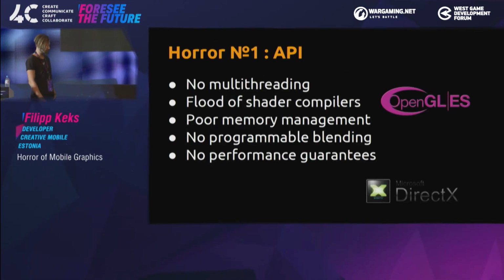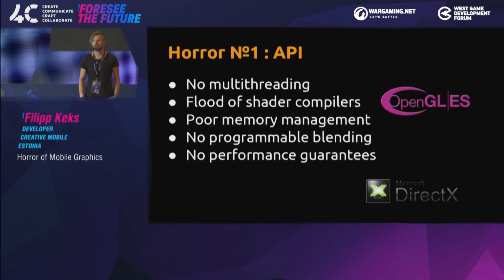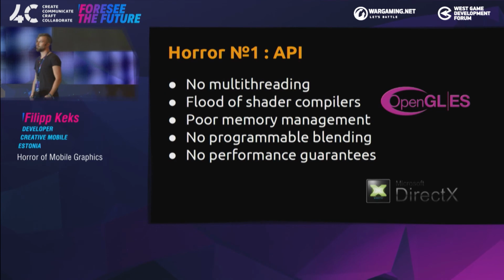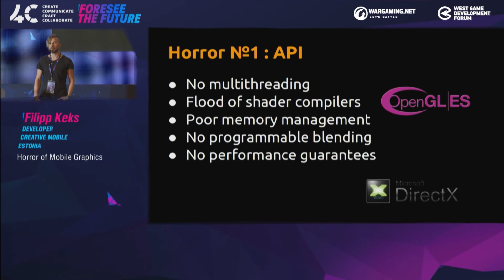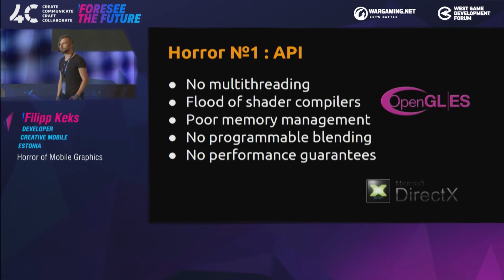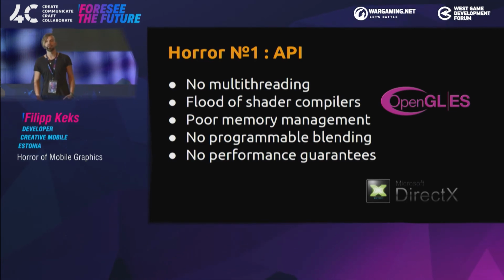Let's get started with the horrors. What is stopping us graphics developers from making games more beautiful, nicer looking, from making them as nice as the console graphics. The first one has to do with API. The problem is that the APIs that are widely used right now, OpenGL for mobile devices and DirectX for Windows Phone, they were developed in the mid-90s when GPU, the hardware, was totally different than it is now.